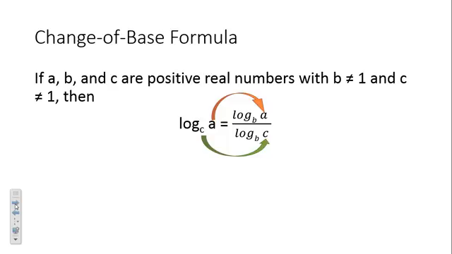I'll wait for you to get that written down. You get to choose your favorite log button. You can use the common log or the natural log, and you'll get the same result both times. You just can't intermix them. So the log base 10 of A over the log base 10 of C, or the natural log of A over the natural log of C.